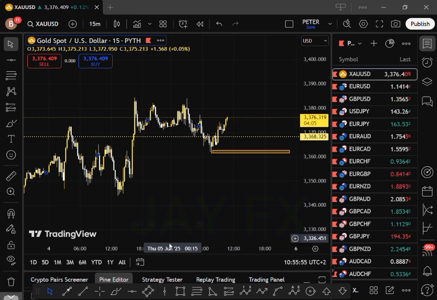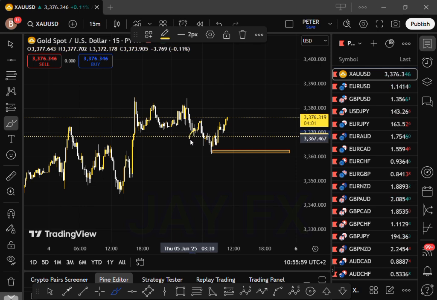Why am I placing it here? It's because if you go back, there is a smaller, weak zone here, so it's a little bit below this previous low of gold. It may come to test this, but it won't come to test the previous one here.